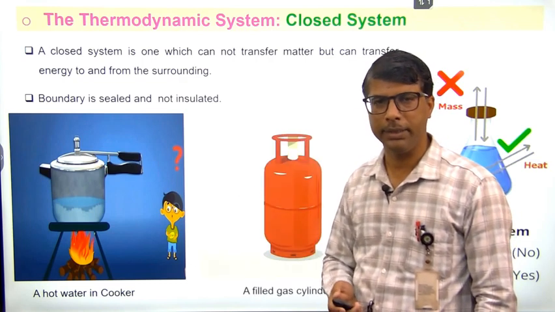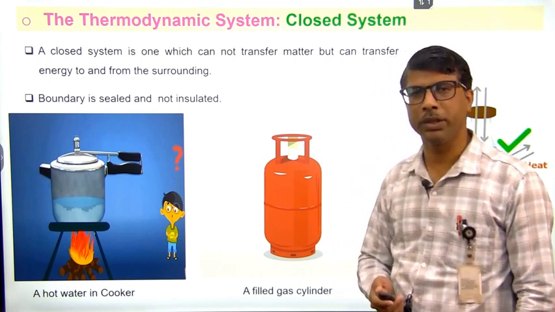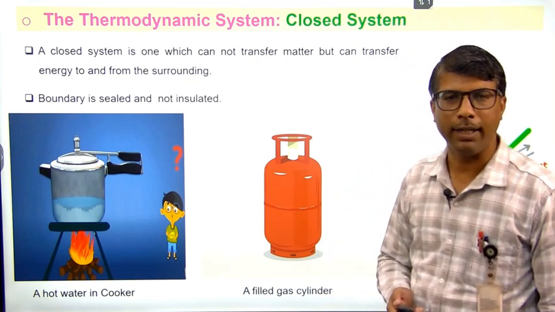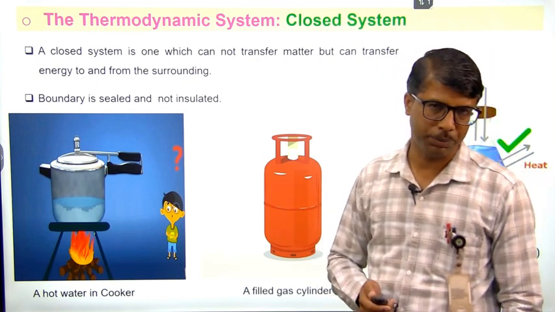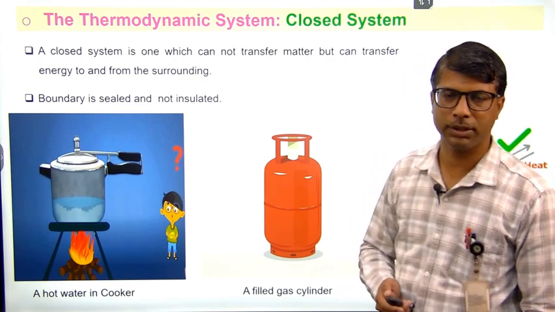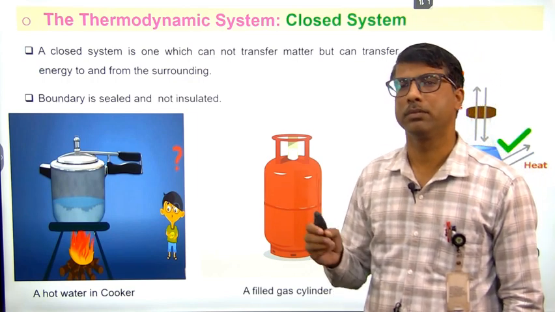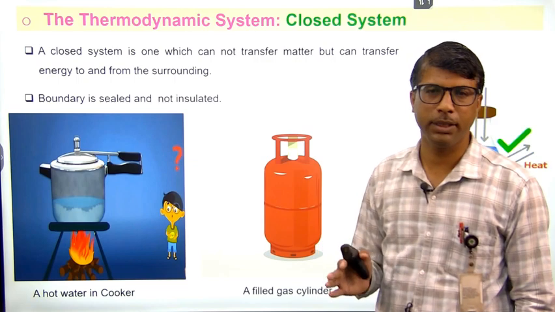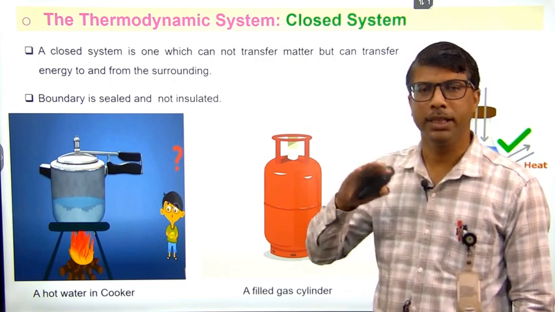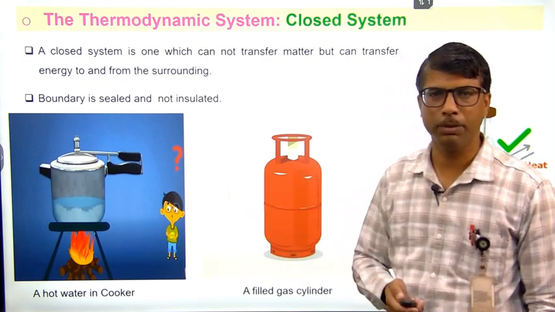Another example is LPG gas fitted in a cylinder. Cooking gas is fitted in a cylinder, and the opening of the cylinder is sealed, as you observed. Because of that there is no possibility of exchanging this gas with the surrounding, and when we touch the body of this cylinder, you experience the hotness. That means the energy from the gas is exchanged with the surrounding. So this is one example of a closed system.